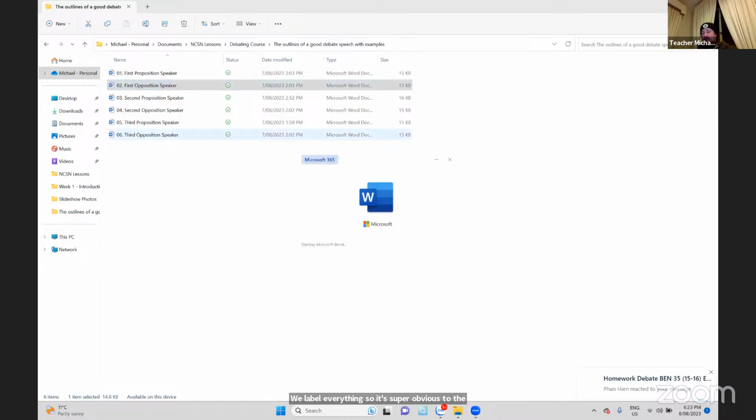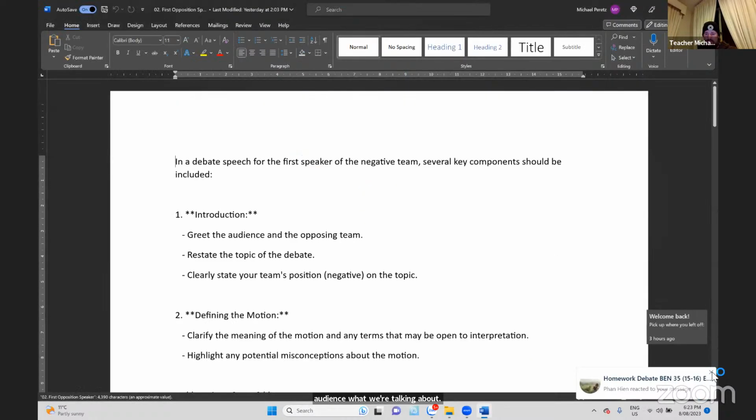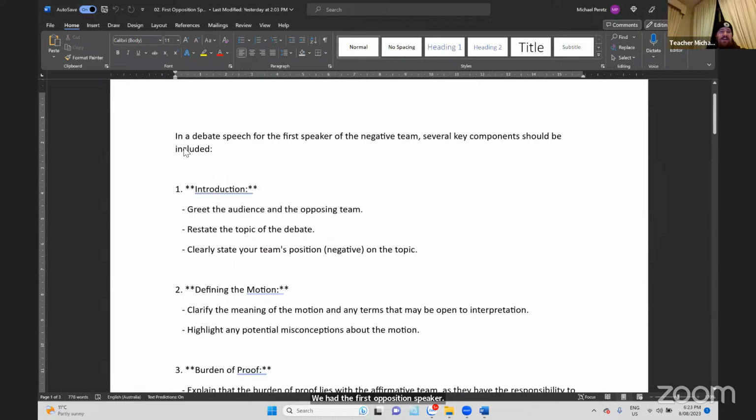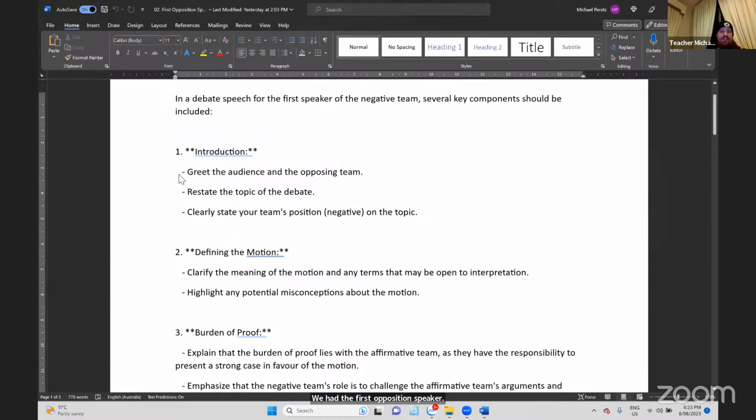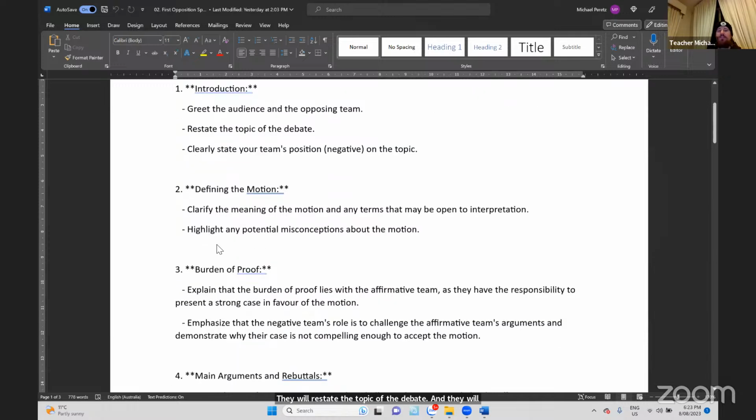And after the first proposition speaker, we have the first opposition speaker. The first opposition speaker will also make an introduction, greet the audience, their opposing team and the judges. They will restate the topic of the debate, and they will make sure that they're very clear about their team's position, that they're against the motion. They'll go on to redefine the motion in their own way.